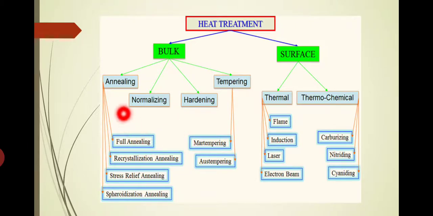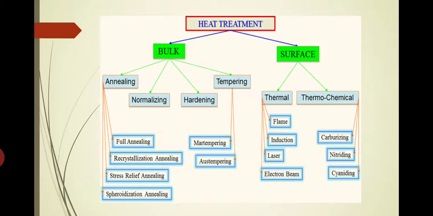So annealing is further divided into full annealing, recrystallization annealing, stress relief annealing, and spheroidization annealing, based on the starting temperature of the heat treatment process as well as the cooling method we have used. Similarly, normalizing is another one. Hardening is just making the entire body much harder for practical use. That is what hardening is. Then comes tempering. Tempering is further divided into martempering and austempering.